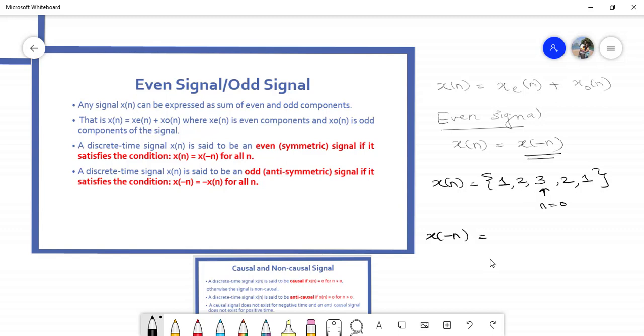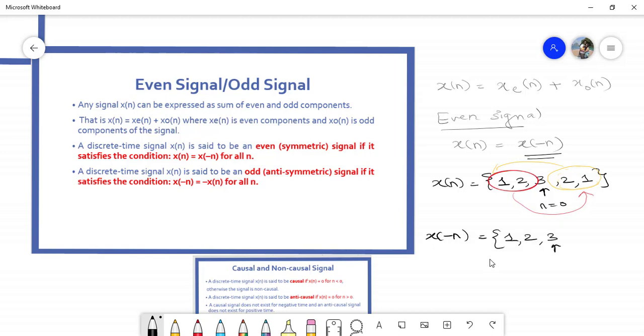To calculate x[-n], we shift the positive components. These are my positive components. They will be transferred to the negative side, and the negative components here will be shifted to the positive side. This is the way we calculate a time reversal signal. So if I write down the values here, it is going to be 1, 2, 3 with the pointer remaining as it is, then 2 and 1.